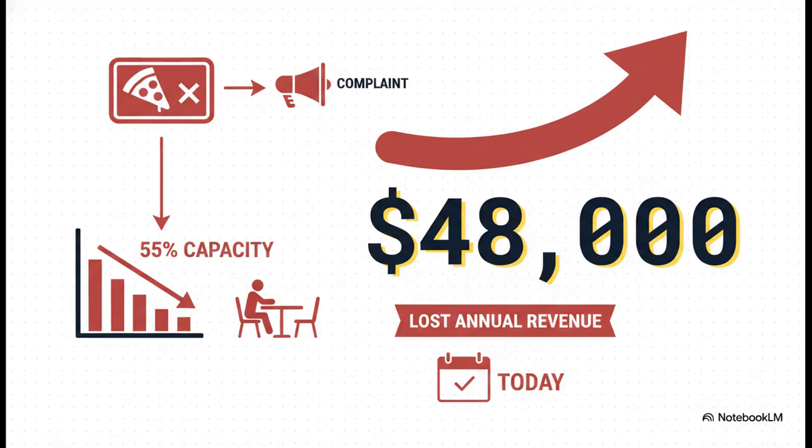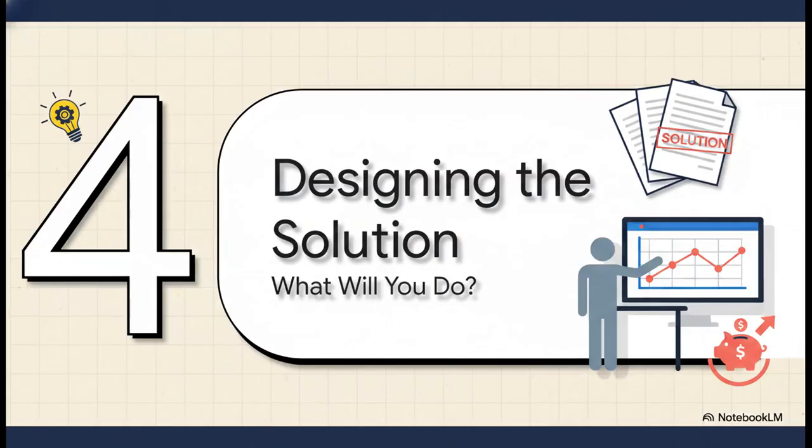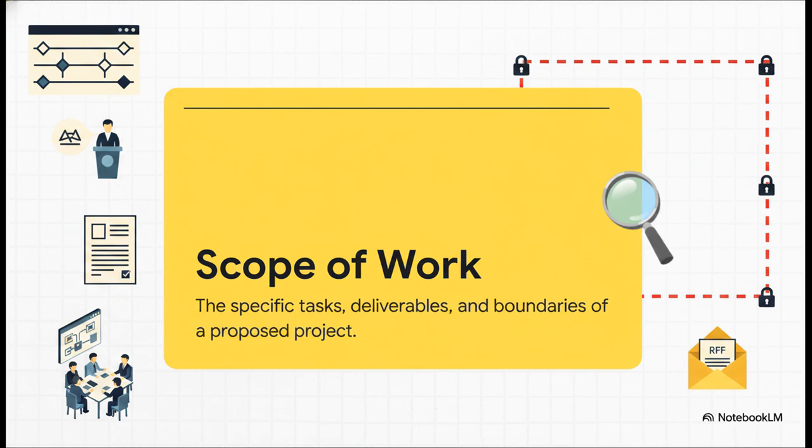So you've just taken a mild complaint about bad, soggy pizza and turned it into an urgent $48,000 business problem that needs fixing today. Okay, section 4, designing the solution. So now they're nodding their heads, right? They're worried about that 48 grand. Now they're finally ready for your answer.